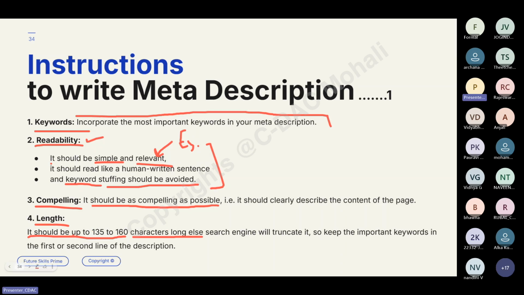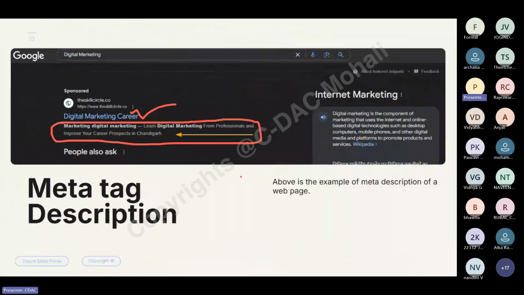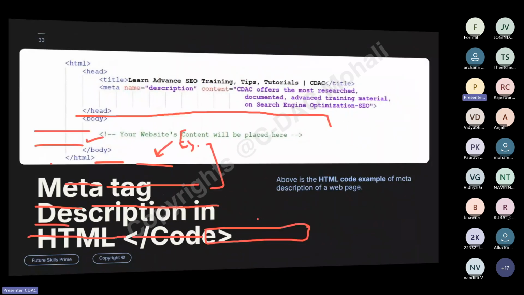So it should be up to 160 characters, the maximum length, else the search engine will truncate it. If you add more information, the search engine will cut it, as you can see in the previous example. If you write the text in a limited amount, it will show the proper text. But if you cross the limit, it will truncate the rest of the part.